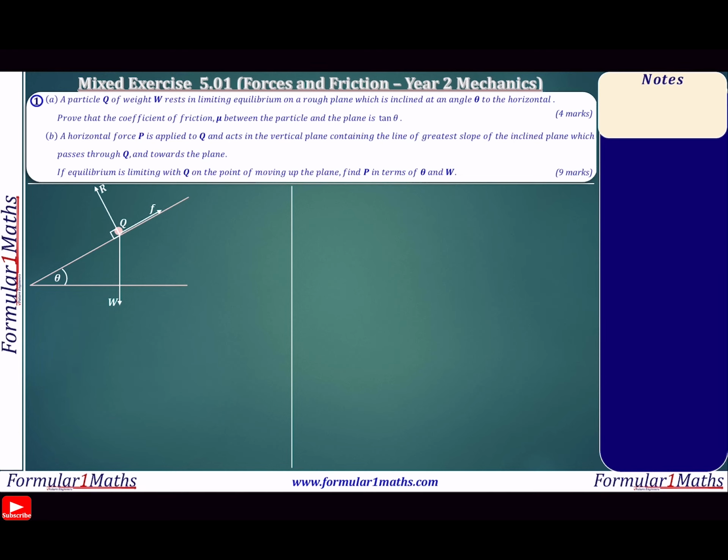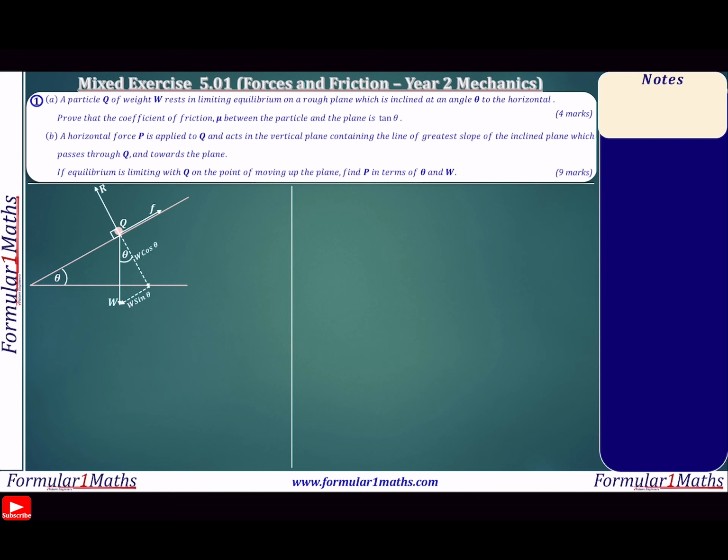We need now to resolve all forces which are neither parallel to the plane nor perpendicular to the plane. The frictional force, F, is parallel to the plane, so we don't need to resolve that. The normal reaction, R, is perpendicular to the plane, so we don't need to resolve that one too. The only force that needs resolving is the weight W. And we can do that as follows. Perpendicular to the plane, parallel to the plane. And that makes this angle theta. And so we can now use SOHCAHTOA to resolve the forces as follows. W cos theta, which is perpendicular to the plane, and W sin theta, which is parallel to the plane.